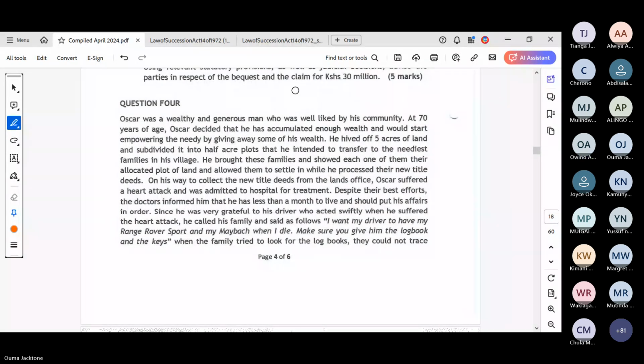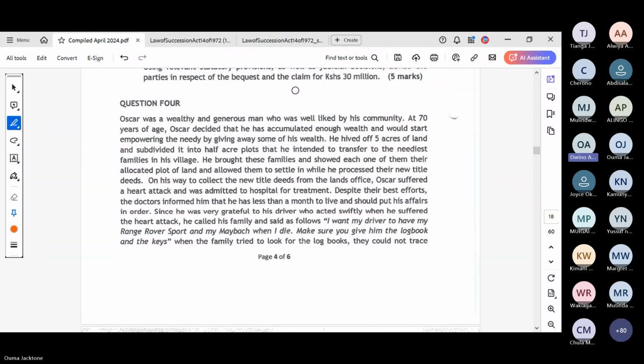Let me read. Oscar was a wealthy and generous man who was well liked by his community. At 70 years of age, Oscar decided that he has accumulated enough wealth and will start empowering the needy by giving away some of his wealth. He hived off 5 acres of land and subdivided it into half-acre plots that he intended to transfer to the neediest families in his village. He brought these families and showed each one of them their allocated plot of land and allowed them to settle in while he processed their new title deeds.